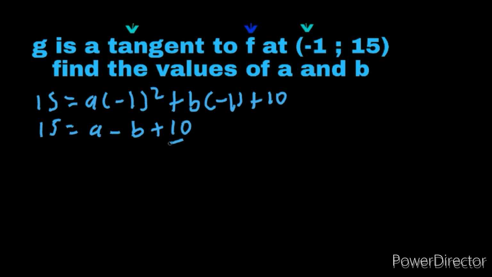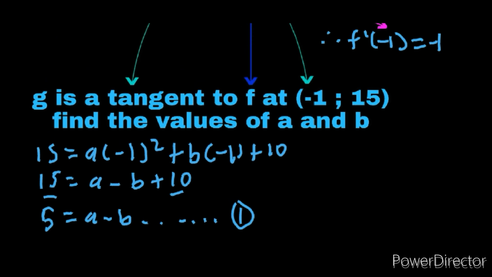If we take this 10 to the other side, we're going to have 15 minus 10, which is just going to be 5. So we're going to have 5 is equals to a minus b, and we can call this our first equation. All right, let me create another equation.